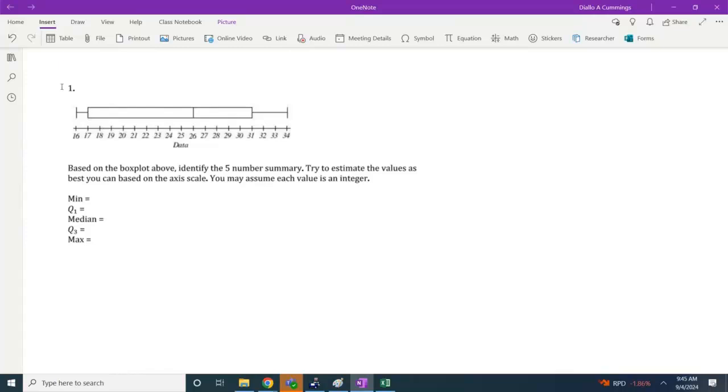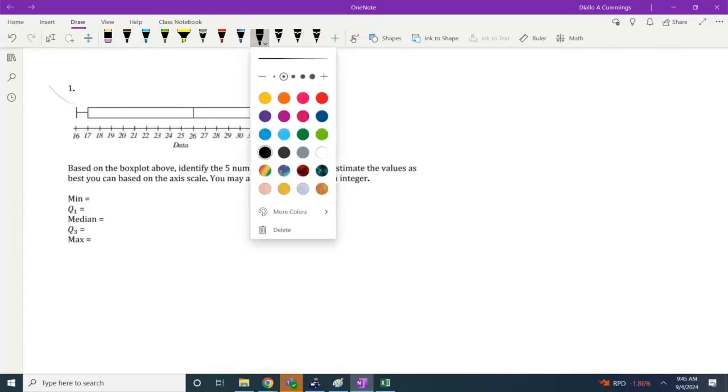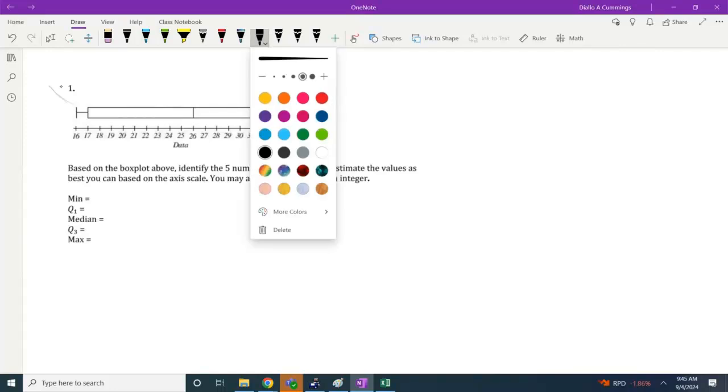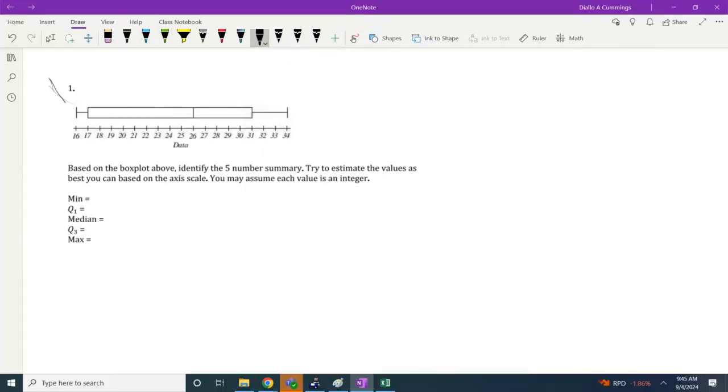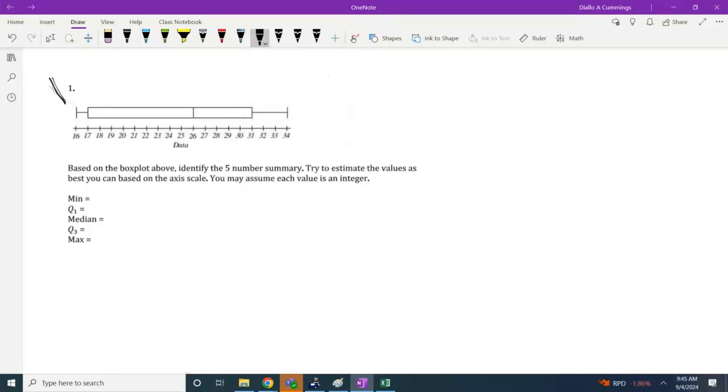All right, so this would be our... I don't know why this pen changes up. All right, this would be our minimum value, this very first vertical bar. The very last vertical bar, this would be our maximum value.